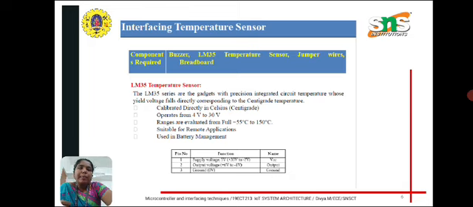The LM35 is a temperature sensor from a series of precision integrated circuit temperature devices whose output voltage is directly proportional to the temperature in centigrade, calibrated directly in Celsius, and it operates from 4 volt to 30 volt. The range is from minus 55 degrees Celsius to 150 degrees Celsius. It is suitable for remote applications and mainly used in battery management and industrial purposes.